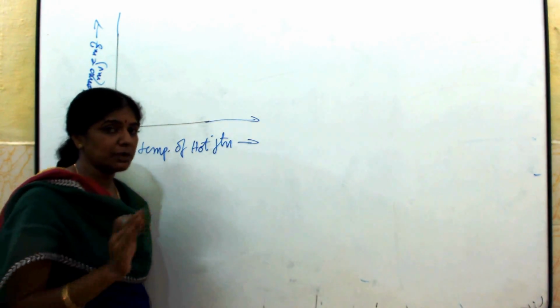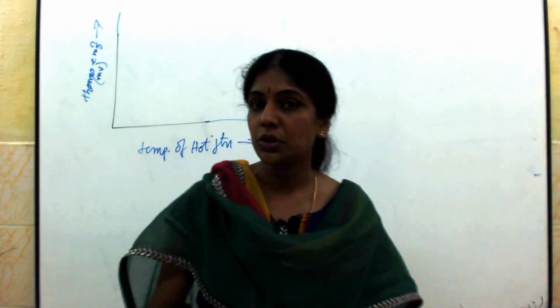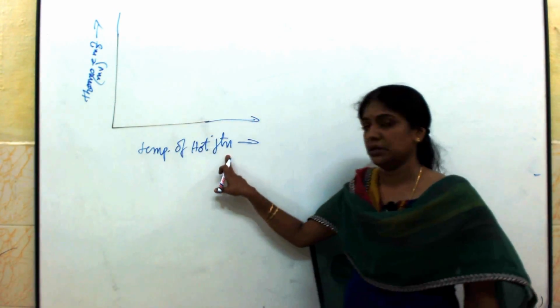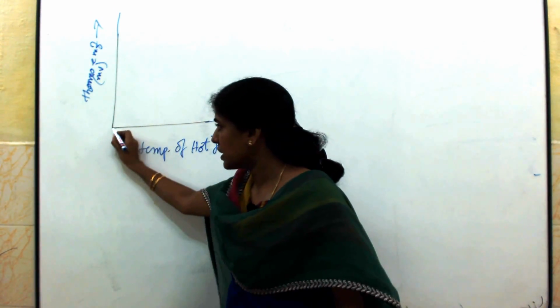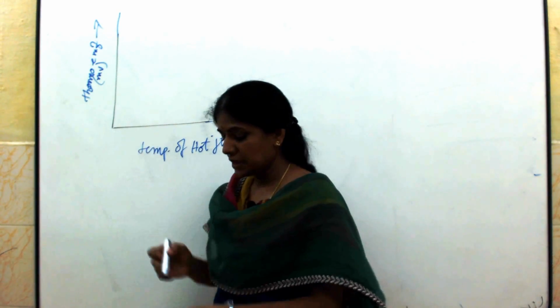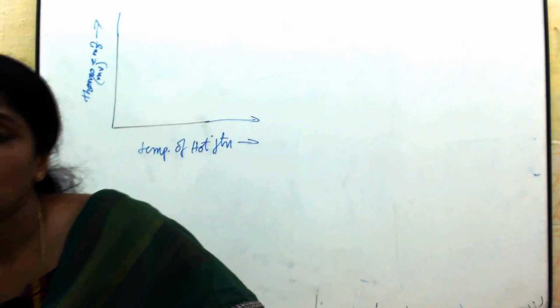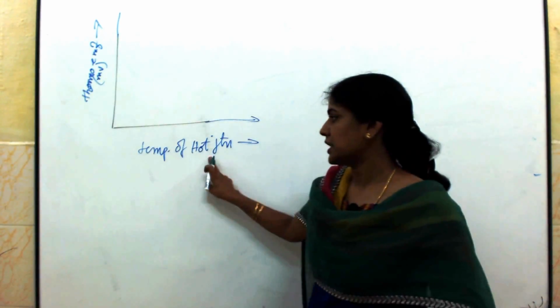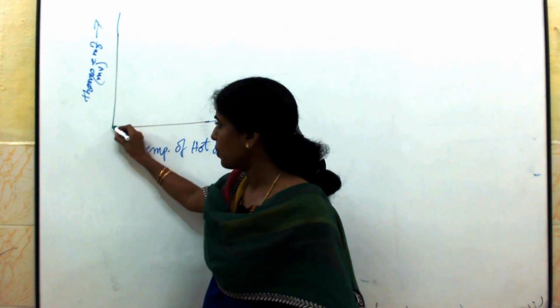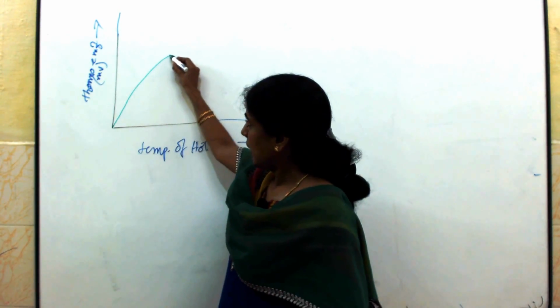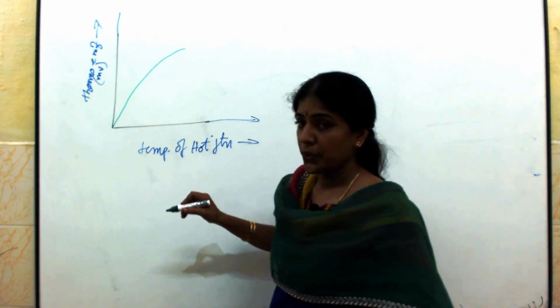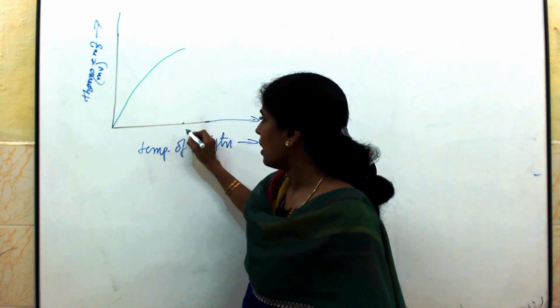I am not going to change the temperature of the cold junction. I am going to increase only the temperature of the hot junction. So here I will start with the temperature of the cold junction. Let theta C be the temperature of the cold junction. If I increase the temperature of the hot junction, the thermo EMF slowly increases. And it reaches a maximum value for a particular temperature of the hot junction.